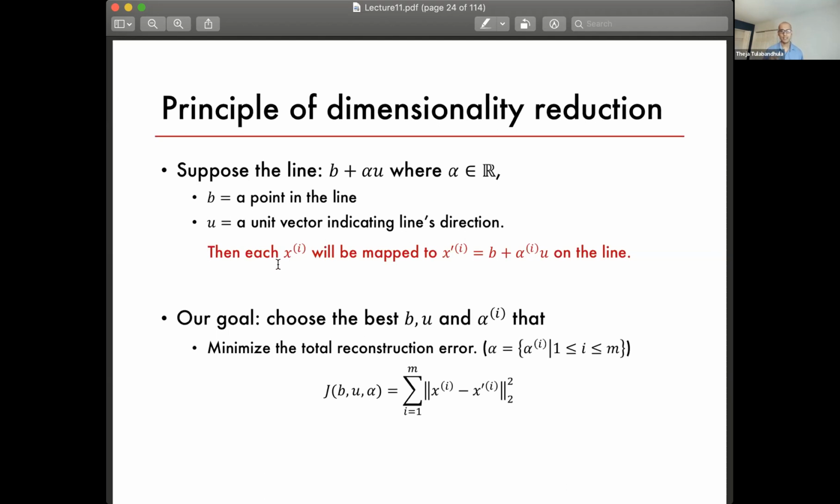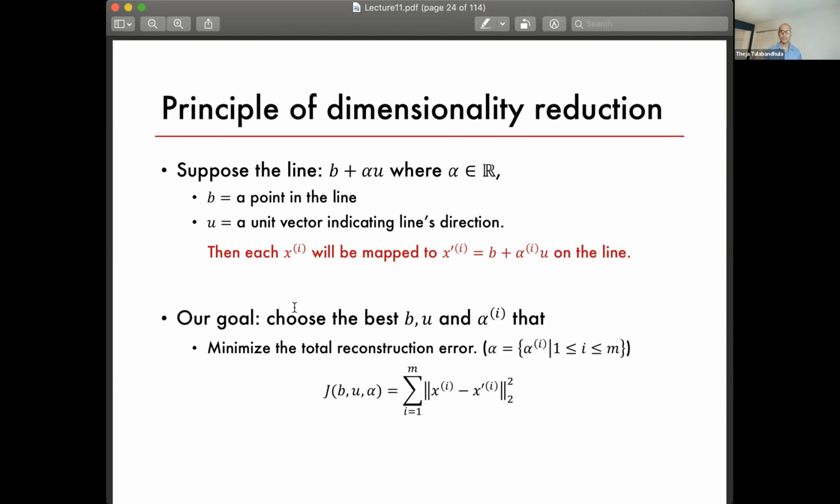What we want to achieve then is to go from each original data point xi to a new point x prime i. Since x prime i belongs to the line, it should be equal to b, which is a fixed vector, a point on this line, plus some alpha i. So x prime i only influences alpha i, and b and u are common for all the points.